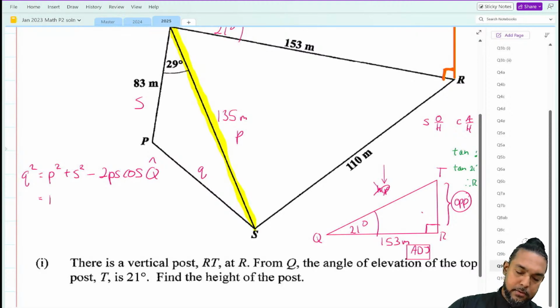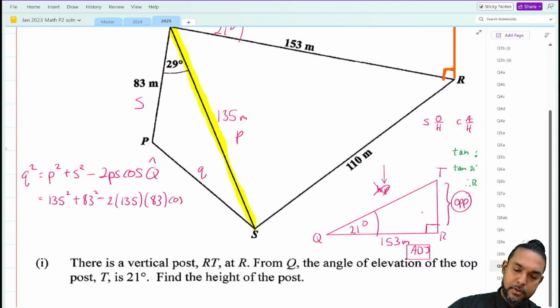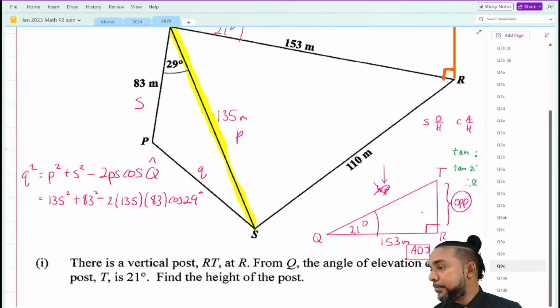E squared equals 35 squared plus 83 squared, minus 2 by 135 by 83 by cosine 29. Right? So could you keep past paper answers? The answer is yes, but they're in a mess. I didn't do a very good job of filing them.